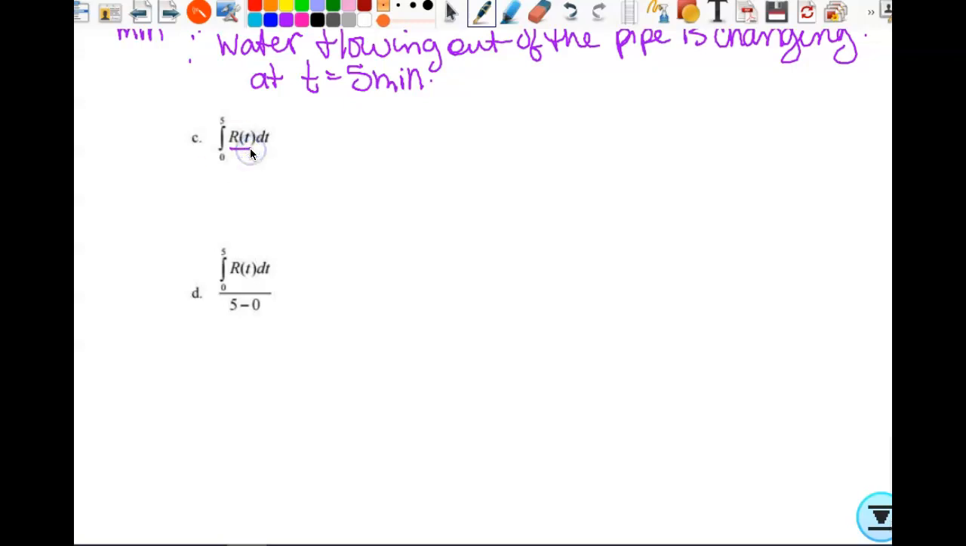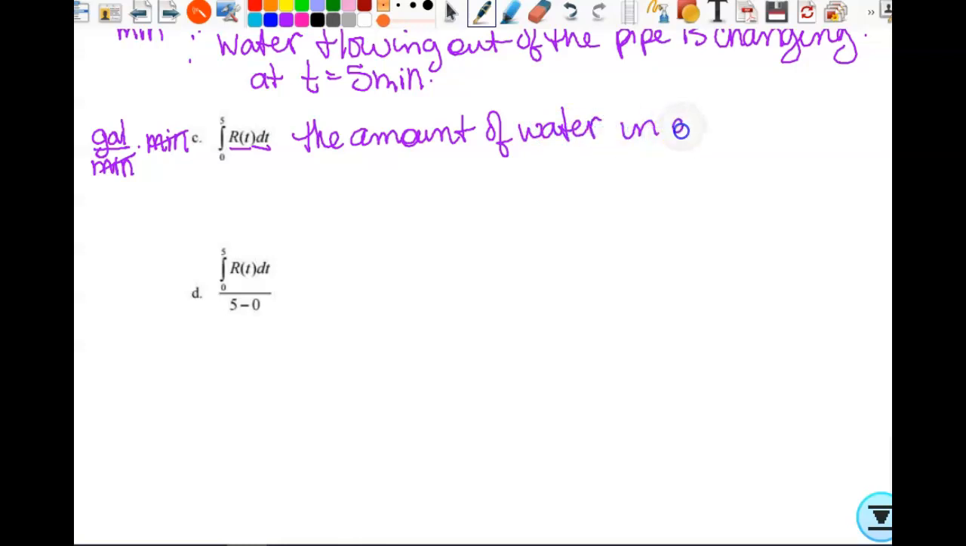R of t, what's our units there? That's gallons per minute, right? And then the dt is minutes. The end is gallons, I know. It's how I'm answering the question, or asking the question. Okay. So then what is this? The amount of what? Okay. The water. The amount of water in gallons.